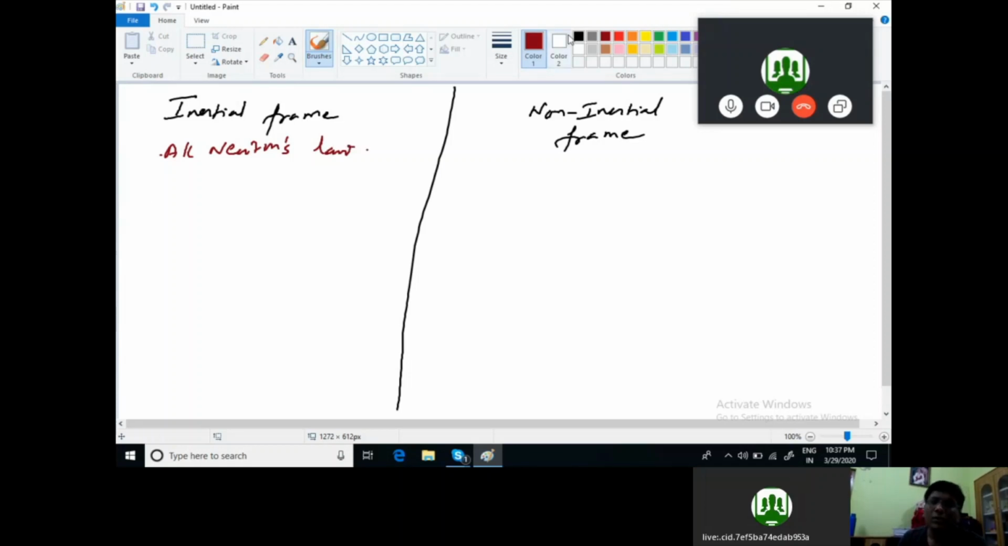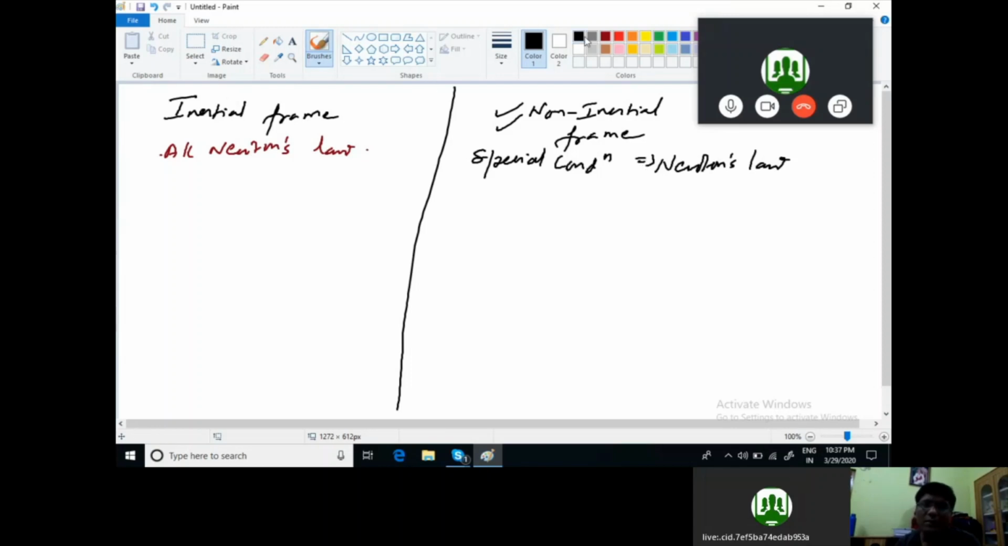Now in the non-inertial frame, what you have studied in class, normally in physics, people say that no Newton's law is applicable. Now this is wrong to say. In this case also you can apply all Newton's laws, but you have to give some special condition. Only under some special condition can you apply Newton's laws. This is very important.